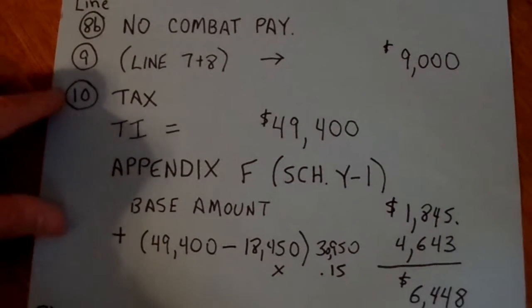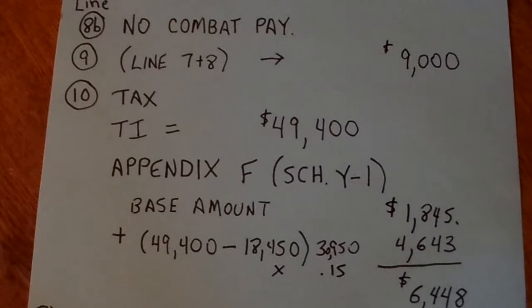So here's our basic tax calculation. In line 8B, there's no combat pay. So we're adding up line 7 and 8, and we come to the $9,000 that the two of them have withheld. You can tell from the way this works out that if a person did have combat pay, which we have a lot of in Hampton Roads, you would add that as if the person paid more in tax. But it didn't happen here, so they've paid $9,000 already. Their taxable income is $49,400.